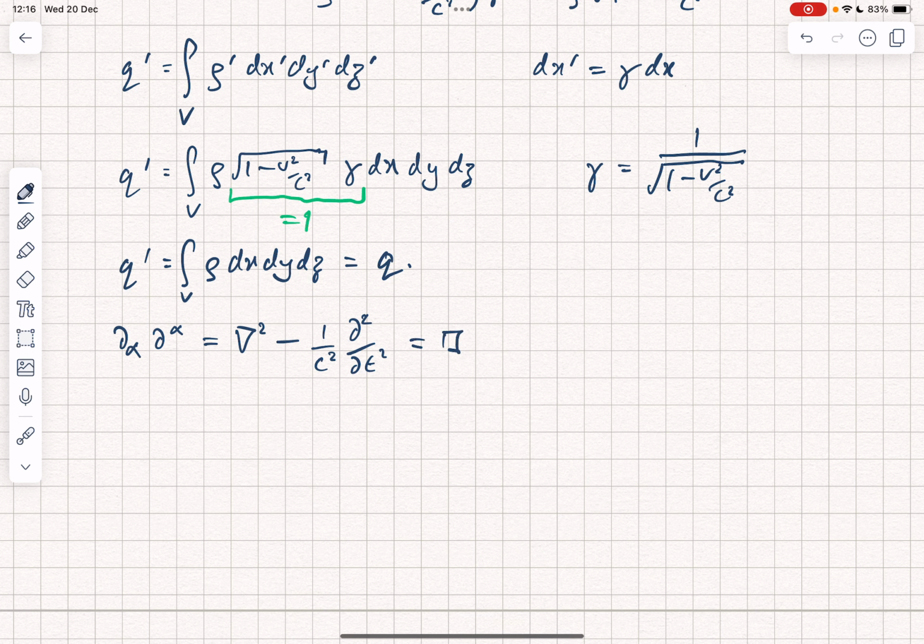And we often write this as a box, or sometimes people make it box squared, and this is known as the D'Alembert operator. It is, of course, equivalent to a wave equation.